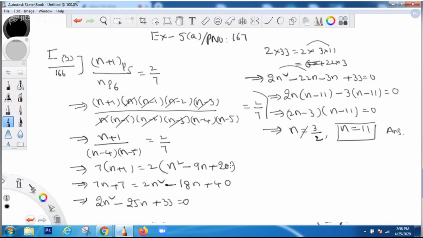Anything more, which you did not do? Second question: n plus 1 P5 is to n P5 is equal to 3 is to 2.